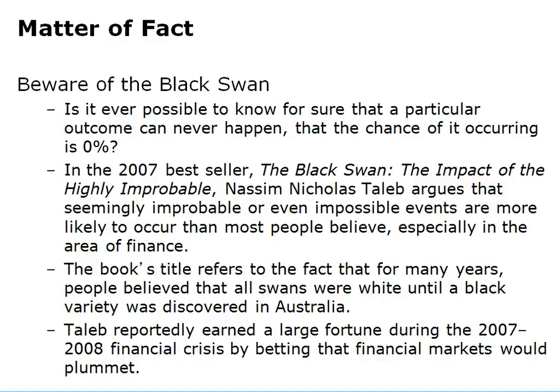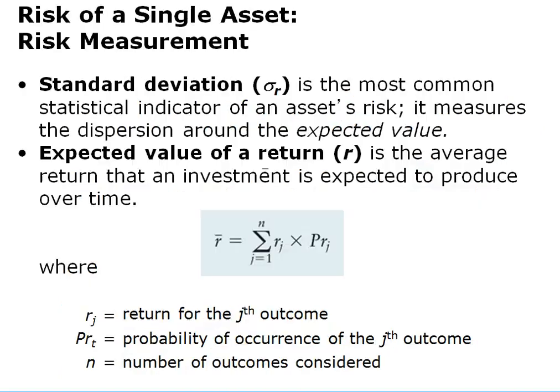So the book title is a reference to the fact that for many years people believed that all swans were white until a black swan variety was discovered in Australia. Reportedly, the author earned a large fortune during the 2007-2008 crisis by betting that the financial markets would plummet. So he was one of the few authors that actually predicted this financial disaster, and he wrote a book about it. And the idea is that sometimes events that we consider never likely to happen can happen.